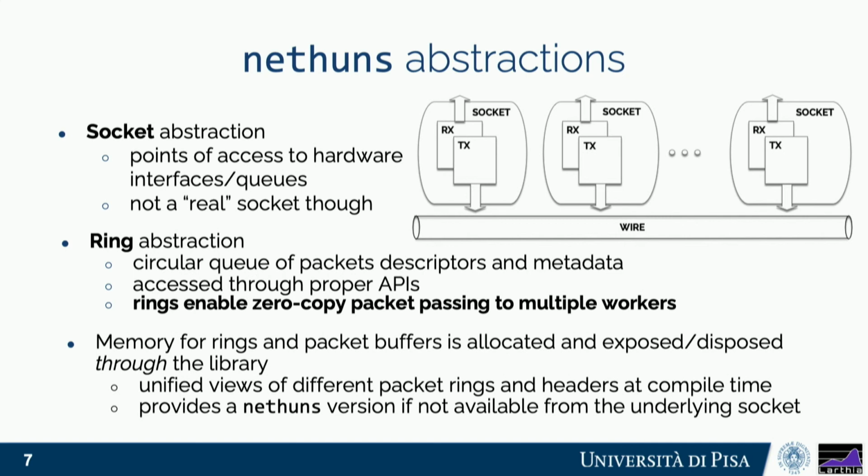Whenever the underlying socket provides rings, we use the rings that we have. Otherwise, in case, for example, the pcap does not provide rings, the framework itself builds a ring, at the cost, of course, of copying the packet within the ring. But when you use pcap, you probably don't have performance in mind, so you can just pay that without any particular problem. The library itself manages the memory for allocating rings and buffers for packets, so you don't have to worry about that, it's the library that does it for you.